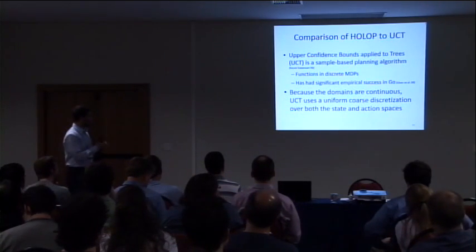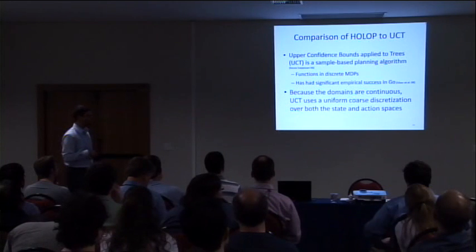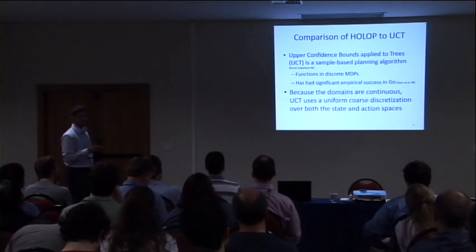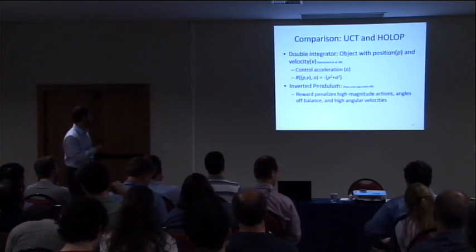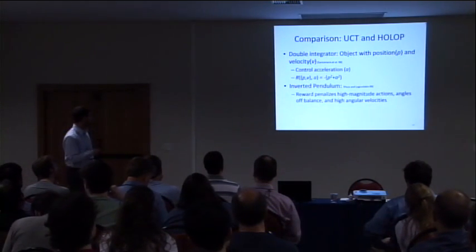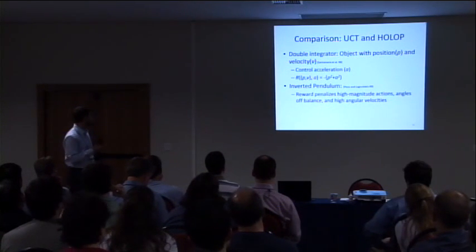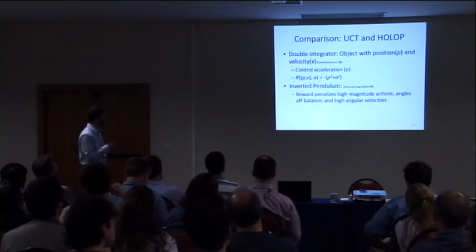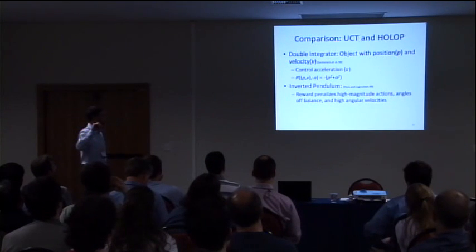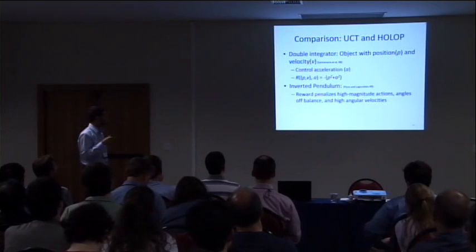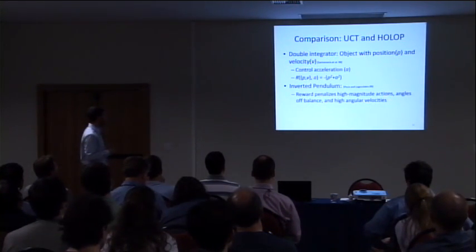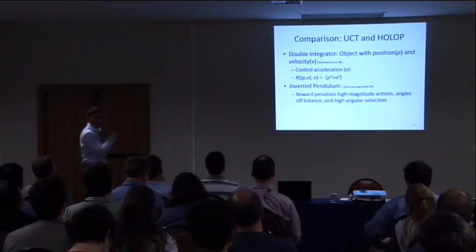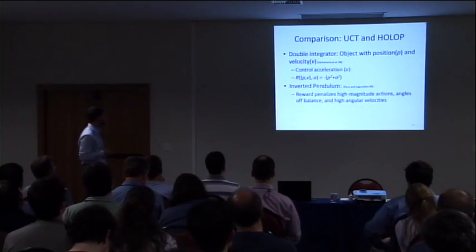The domains I'm going to show are continuous. So in order to leverage UCT in those domains, we have to use some coarse discretization over both state and action spaces. The two domains I'm going to show results for are canonical control domains. One is the double integrator domain, where we're controlling a point mass that starts at some position with no velocity, and we're trying to guide it to the origin, where position and velocity equal 0, by controlling the acceleration.